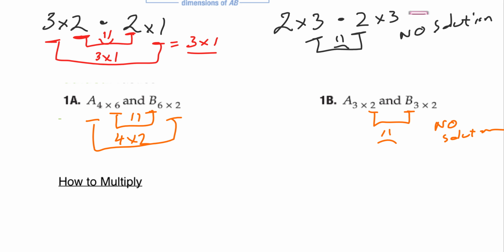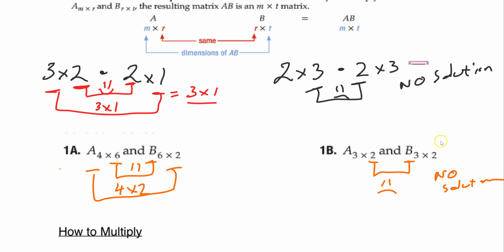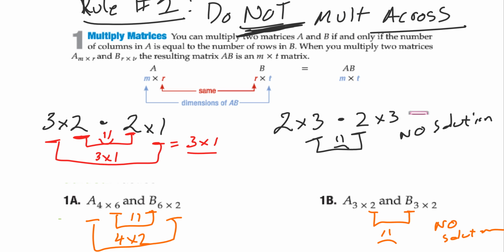This is why you don't just multiply across. If you just multiply across a 3 by 2 times a 3 by 2, you would get an answer, but you're not supposed to. That's why we do not multiply across. And let's talk about how we do this. So I'm going to show you two ways.